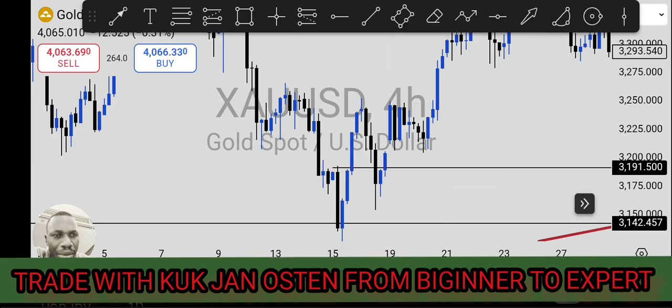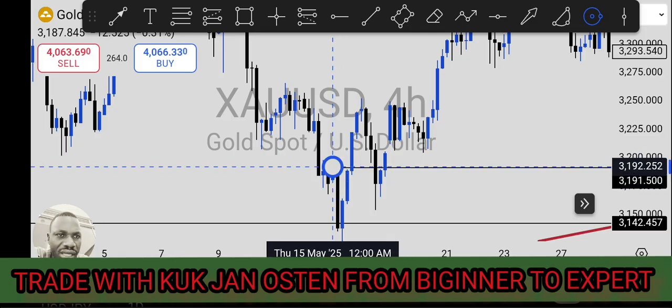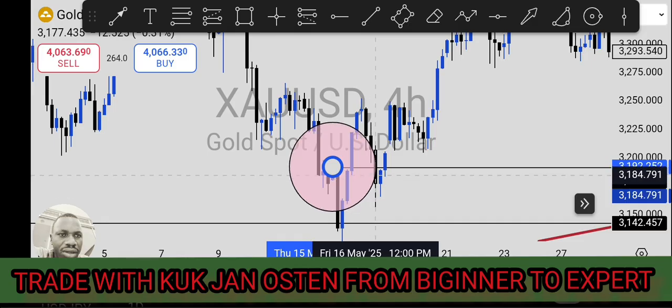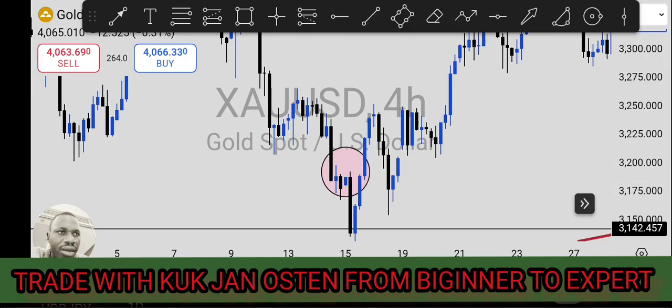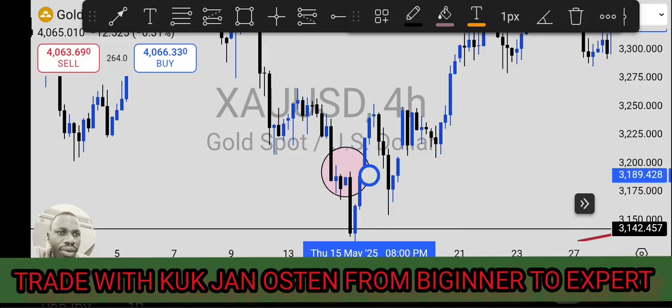So this is a breakout. Now the breakout has been formed in this zone. We can see very clearly the breakout was formed within this zone. You can see it with your eyes. Breakout is around here. So that was a breakout.